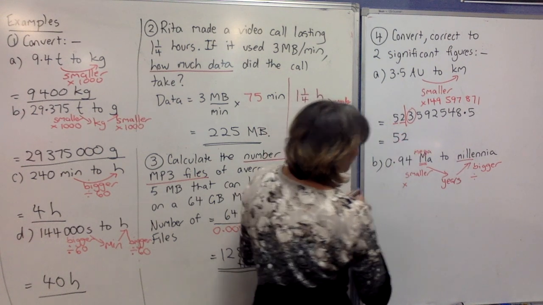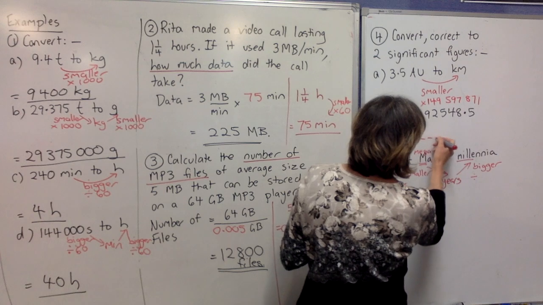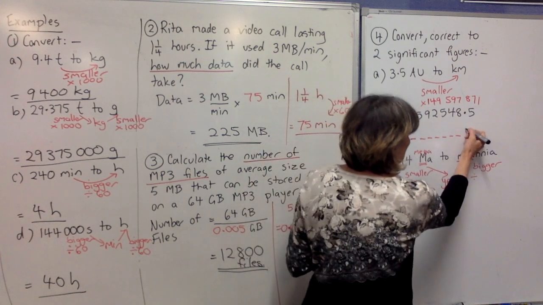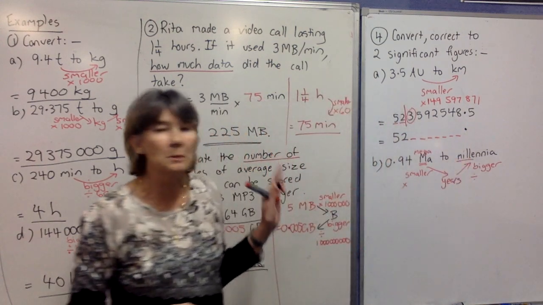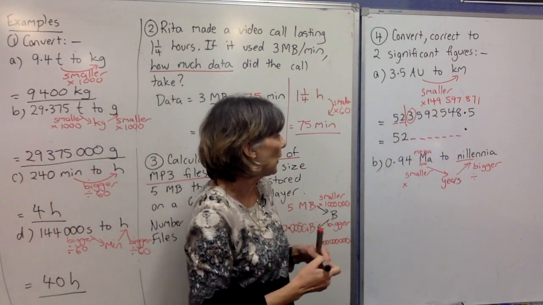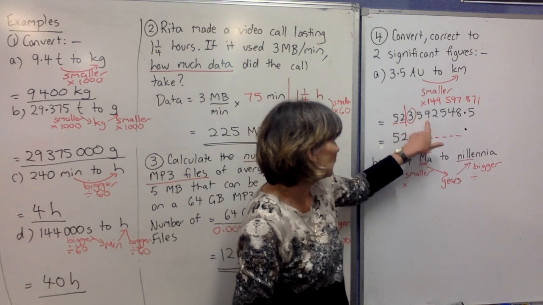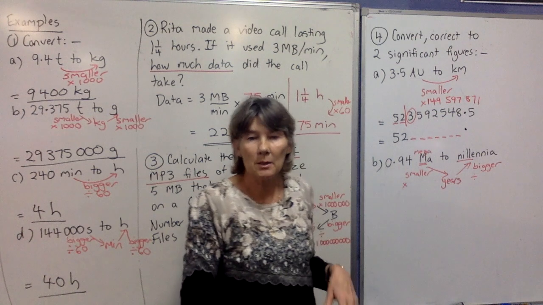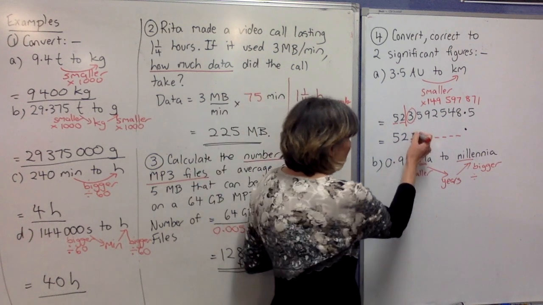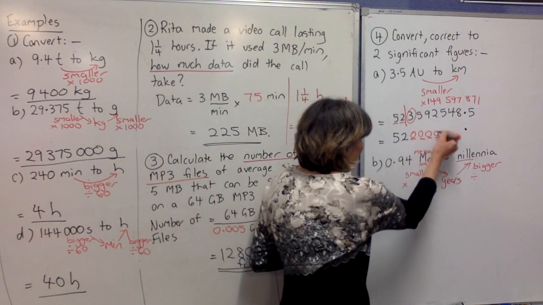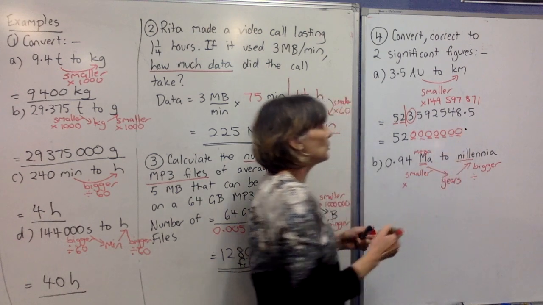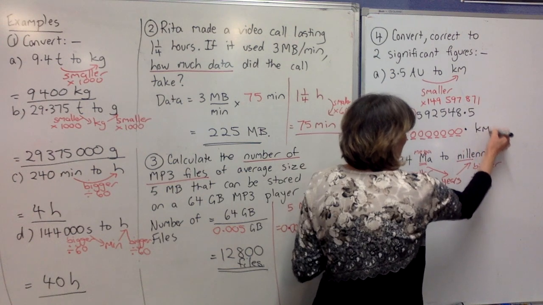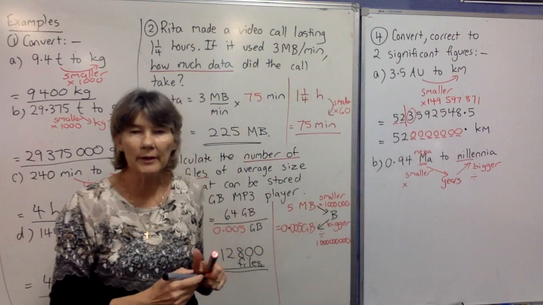Now, you have to make sure you occupy all those spaces up to the decimal point. Okay, so 1, 2, 3, 4, 5, 6. We've got 7 spaces we need to occupy. So we fill those in with zeros. And that's your answer. Round it off. Now we've just got to write the kilometres on the end. Okay, let's try the next one.